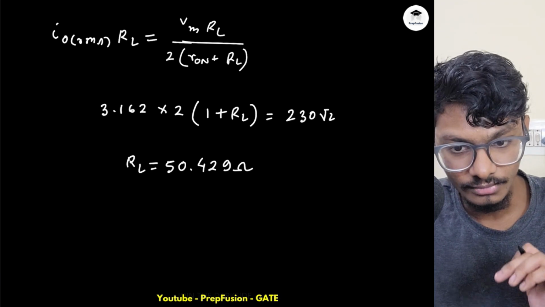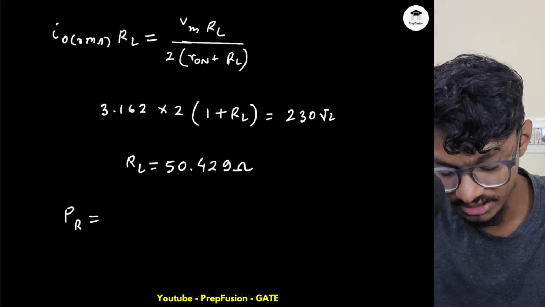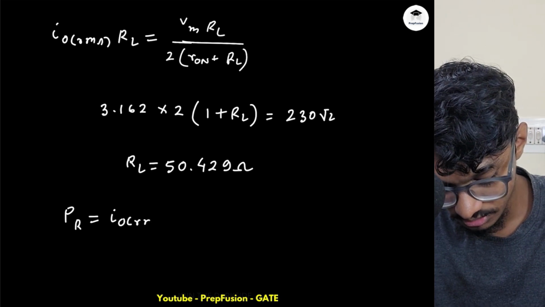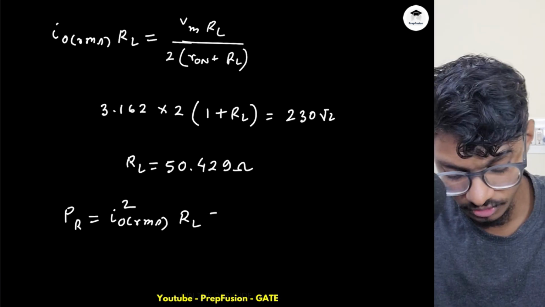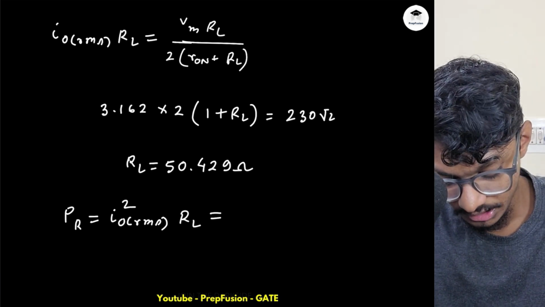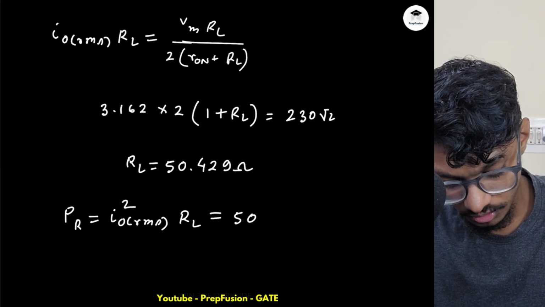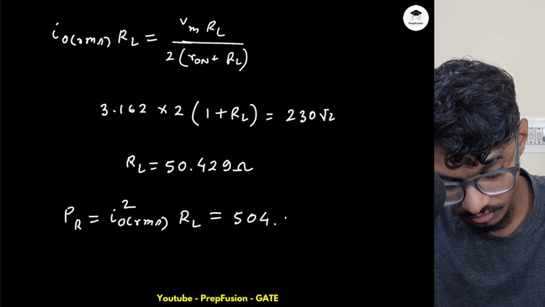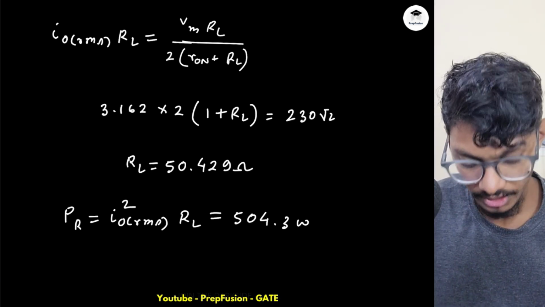Now you have found out RL. So what is the power dissipated across the resistor? It is simply IO RMS whole square into RL. Although this also took some time, obviously these things will take time. IO RMS whole square is 10, so it will be 504.3 watts. Almost this will be your answer to this question. This is a very good question.